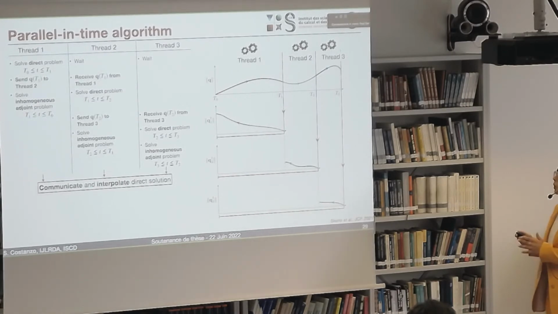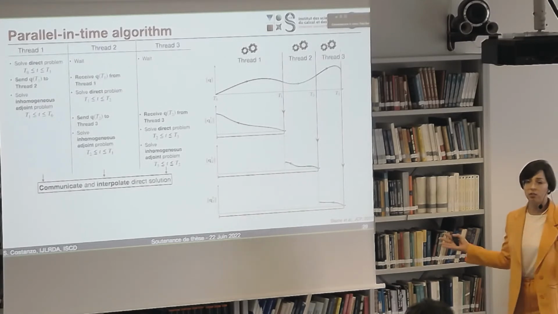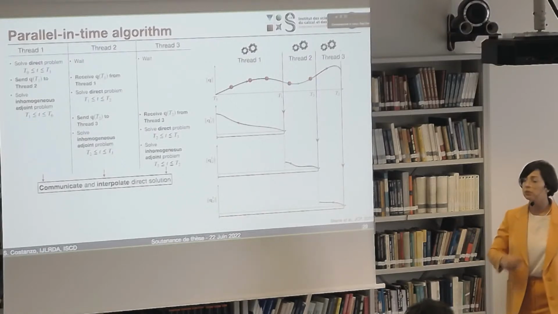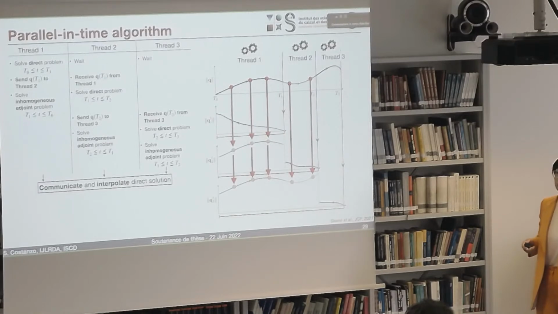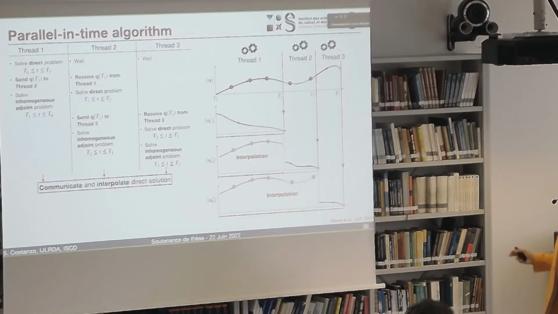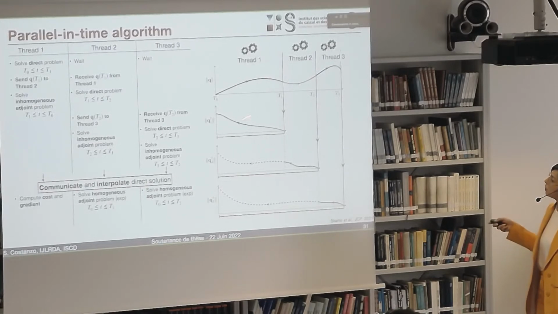So what we do is a communication and then interpolate. Why? Because it was very memory expensive to communicate the full solution. So we took some points in the direct solution. We communicate just these points, and then we do an interpolation here in order to have the direct solution available everywhere. Once we are here now, the first core doesn't have anything to do.